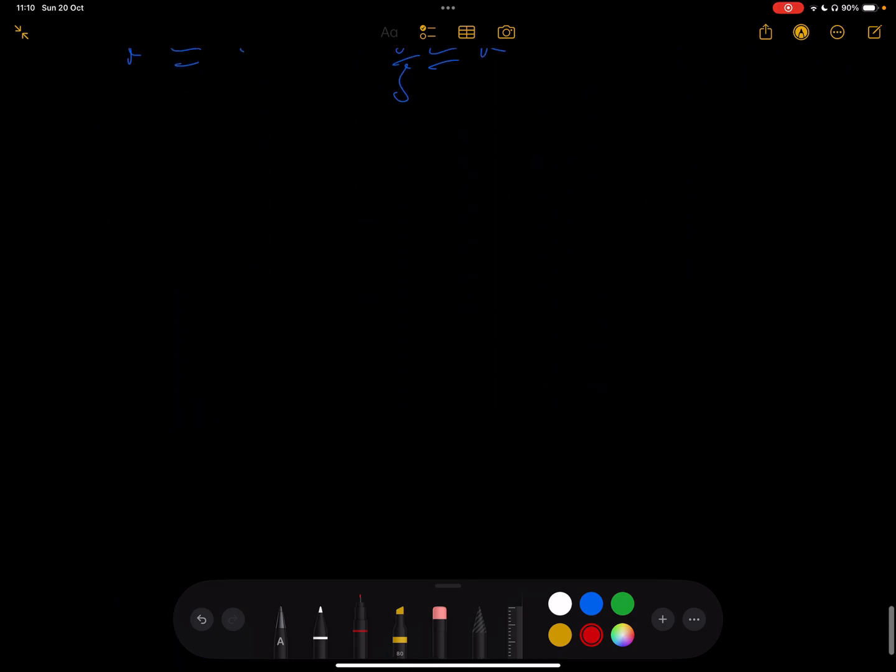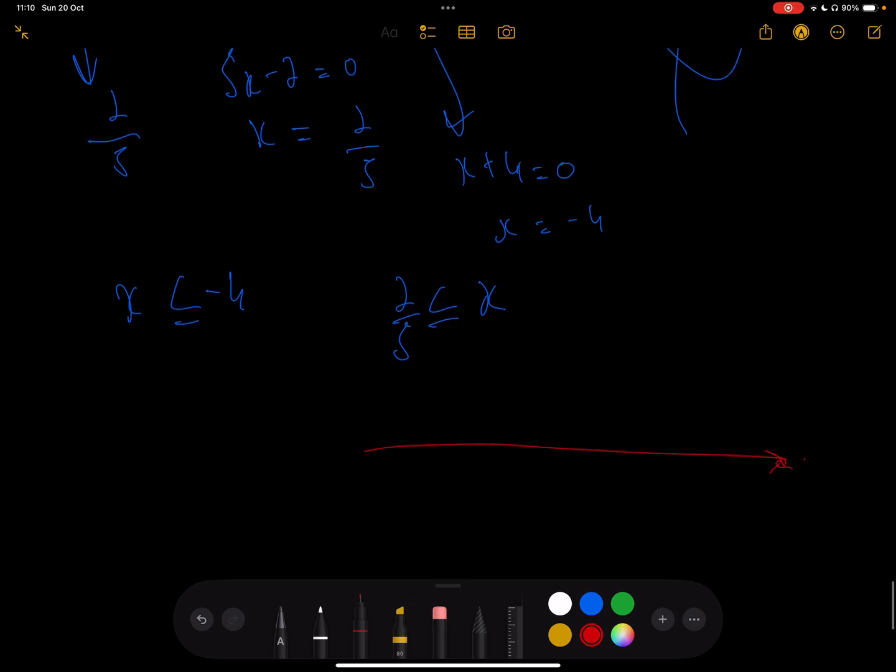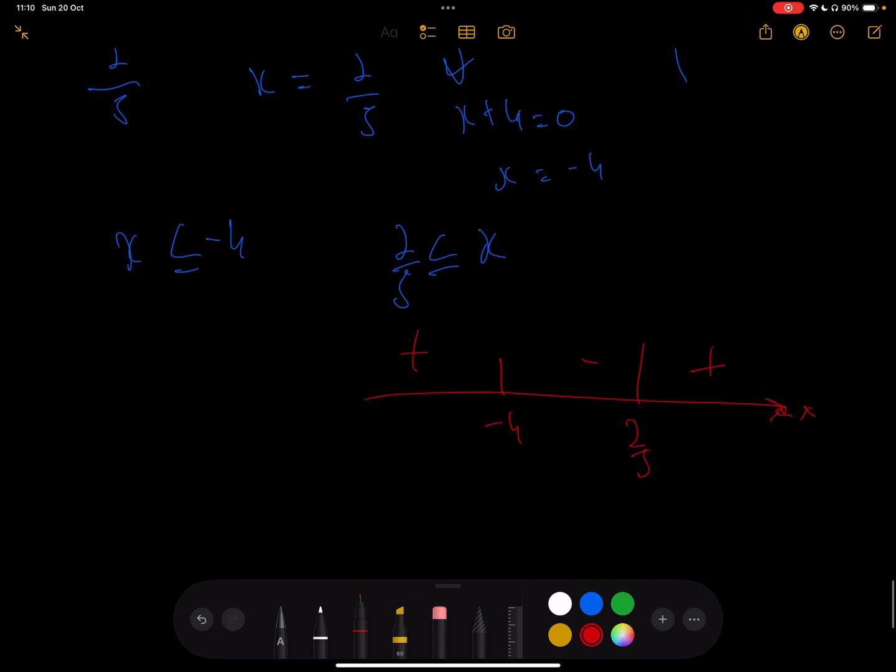You can even draw a sign diagram for this function if you really wanted to. We'd have x, we'd have the key values of negative 4 and 2 over 5, showing it's positive here, negative here, positive here. So every x value that is less than minus 4, and every x value that is greater than 2 over 5 will give you that solution.